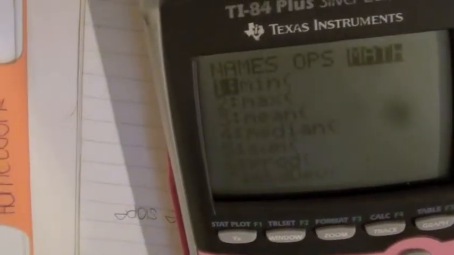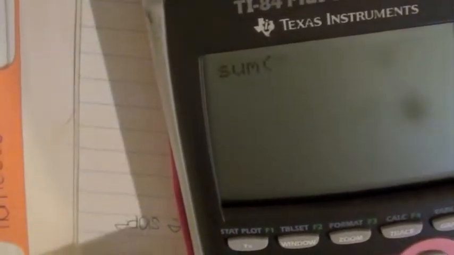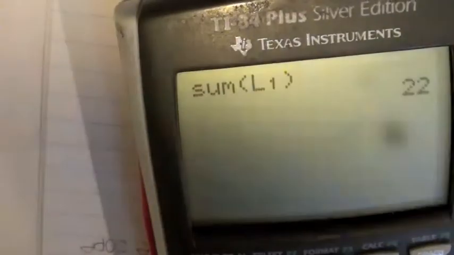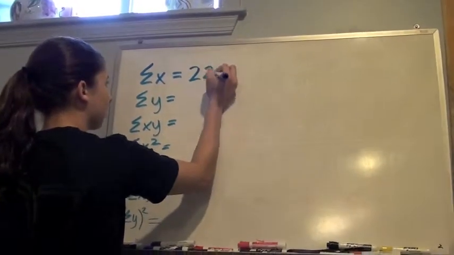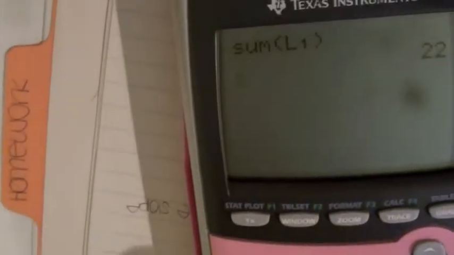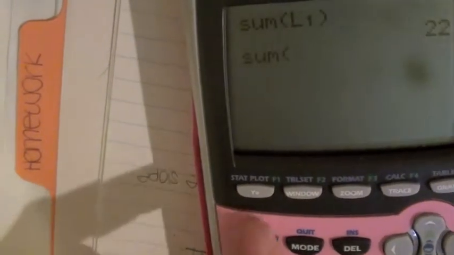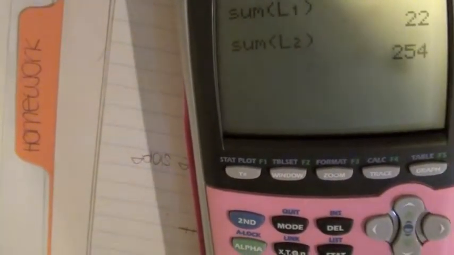X was list 1, so to find sum of x, we're going to go to second stat, over to math, and down to sum, and just type in second list 1 and enter. So the sum of x is 22. To find sum of y, which was your list 2, you're going to go back to second stat, math, sum, and then second list 2. And the sum of y is 254.